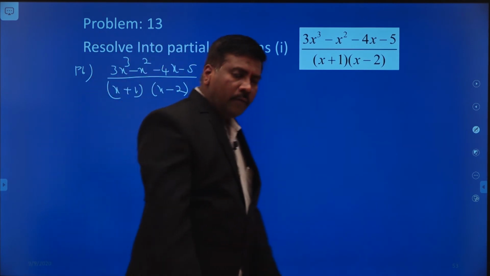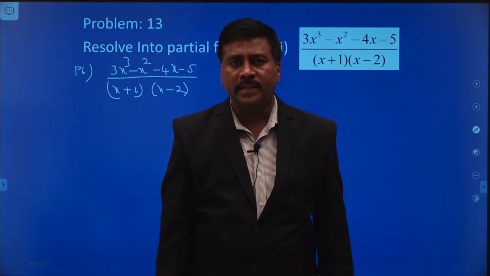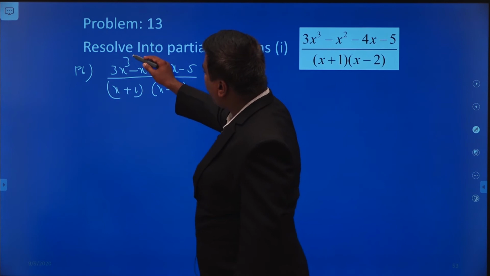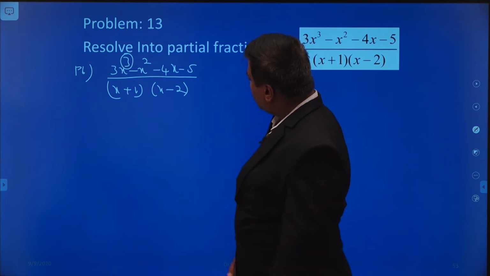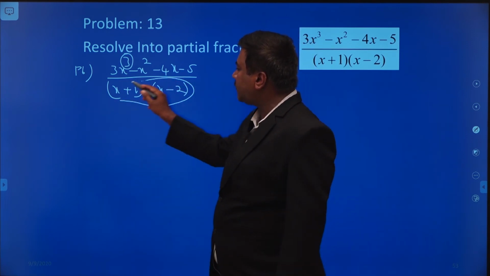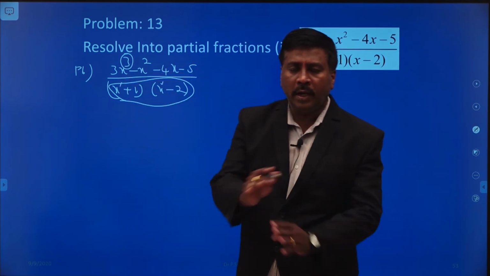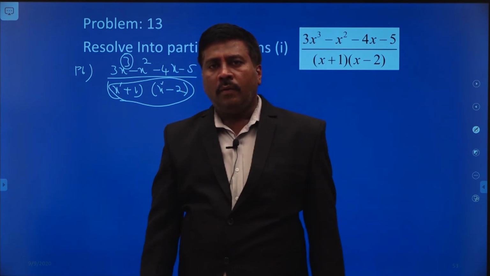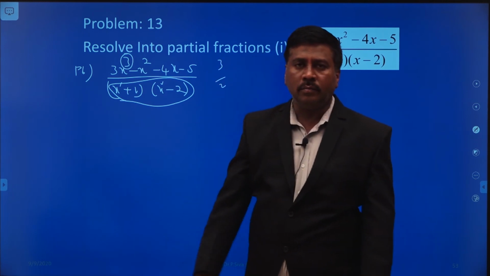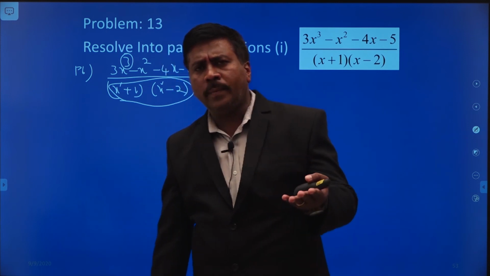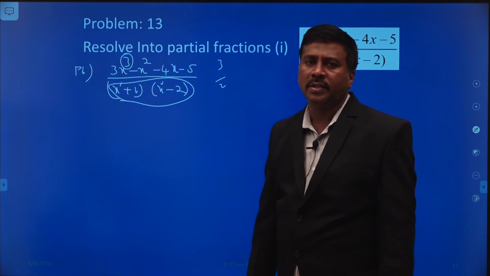First of all, you have to identify whether the problem is applicable to resolve into partial fractions or not. By using common sense only, you have to find what the power of x in the numerator is. The highest power is 3. In the denominator, x plus 1 into x minus 2, there is x power 1 and also x power 1. If you multiply those two, you will get x square. While comparing the powers in the numerator and the denominator, it is 3 by 2. That means the numerator is greater than the denominator. Therefore, the problem comes under the category of improper fractions.